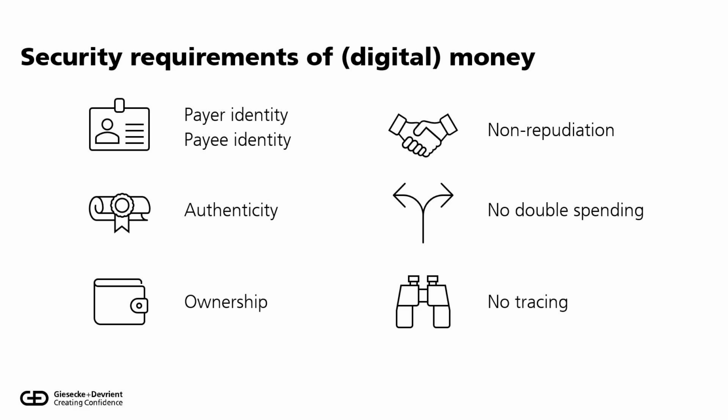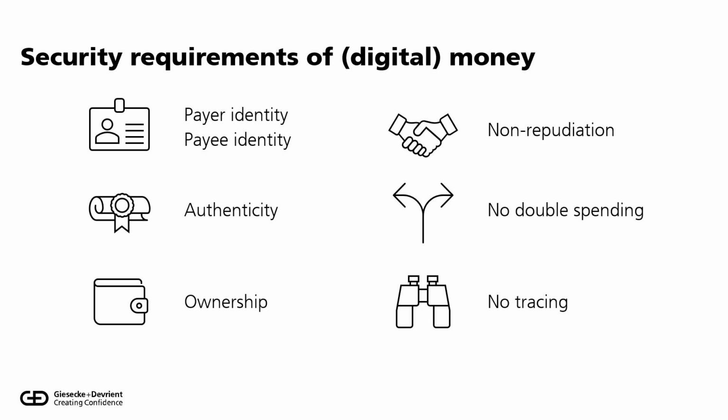We have to work slightly harder than with cash, because, for example, the identity aspect with cash is trivial. I just looked that person in the eye. For digital money, we have to use these certificates. Other things are easier in the digital world than in the physical world. I can tell you that the colleagues from the banknote department at Giesecke+Devrient work very hard on preventing double spending and ensuring authenticity and so on. So some things are harder, some things are easier.